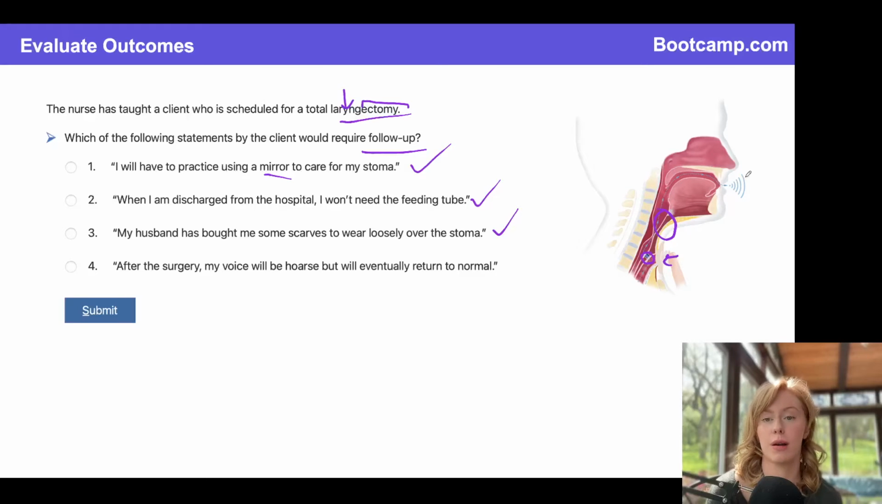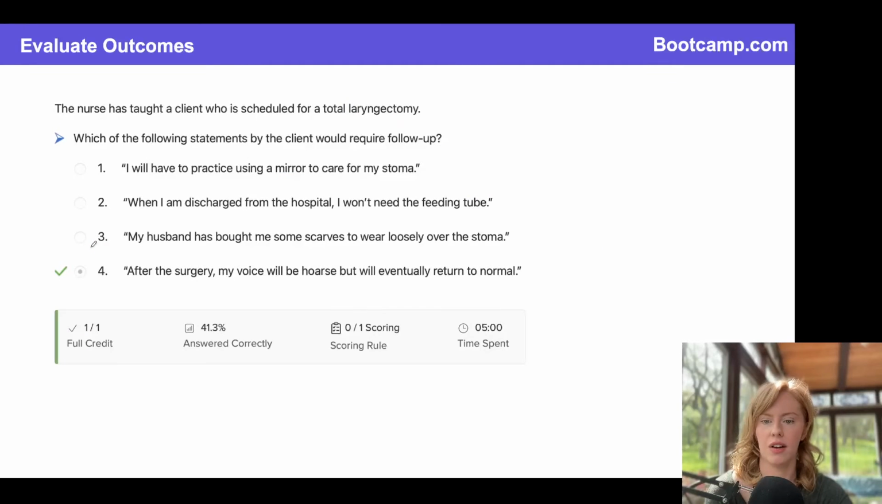And so we want to make sure that we're managing this patient's expectations going into the surgery and that they know what to expect after they wake up, and they're not learning when it's too late that they are not going to have a voice again. So this one requires some follow-up. We need to probably get the healthcare provider back to the room to provide them some coaching on what to expect after the surgery. And all right, 41% got that one correct. So you guys did great.